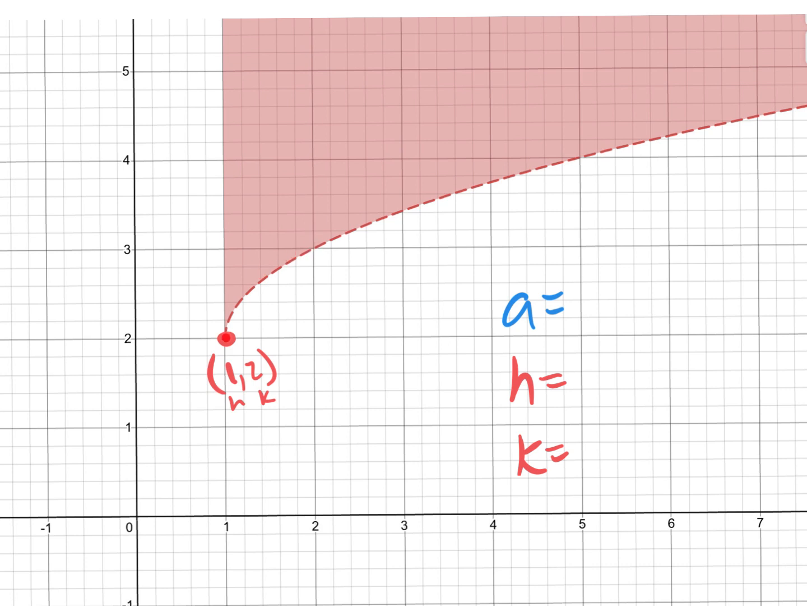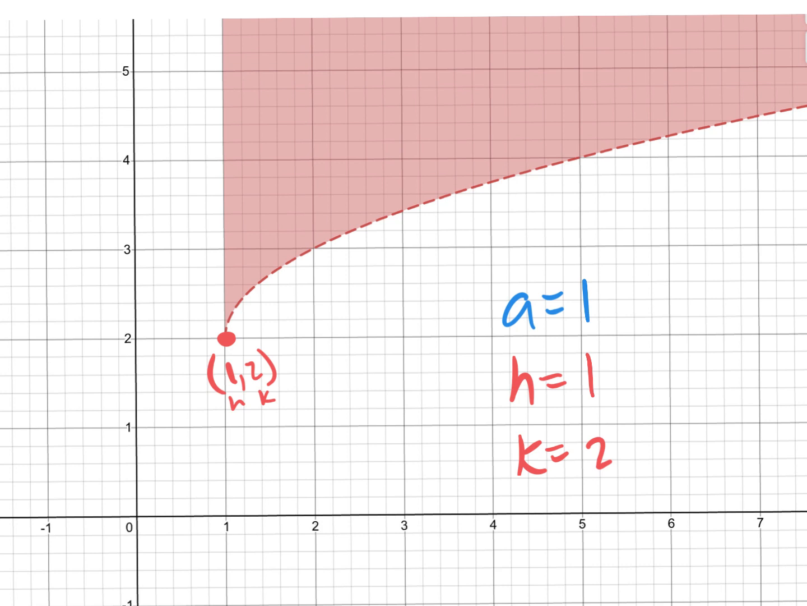So we only went up one level to get to the next nice coordinate. If it would have been up here, then the a value would have been 2. Or if it would have been way up there, the a value would have been 3. Or if it would have been 1 down here, then the a value would have been -1, right? So right here, the a value is 1. The h value, we said, is 1, and the k value is 2.